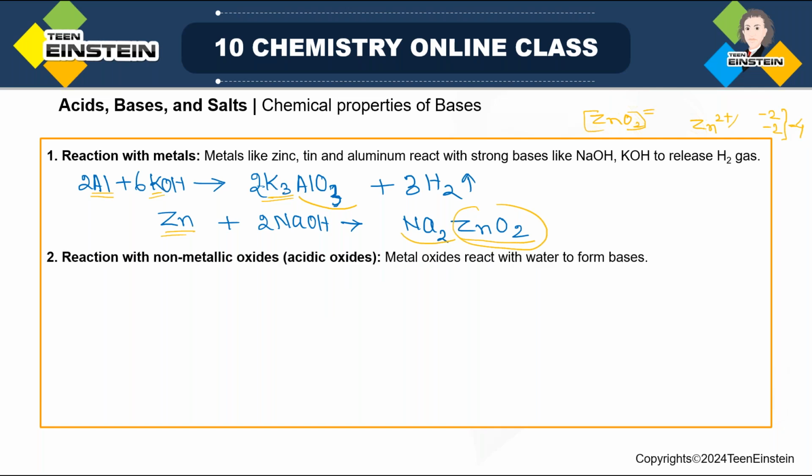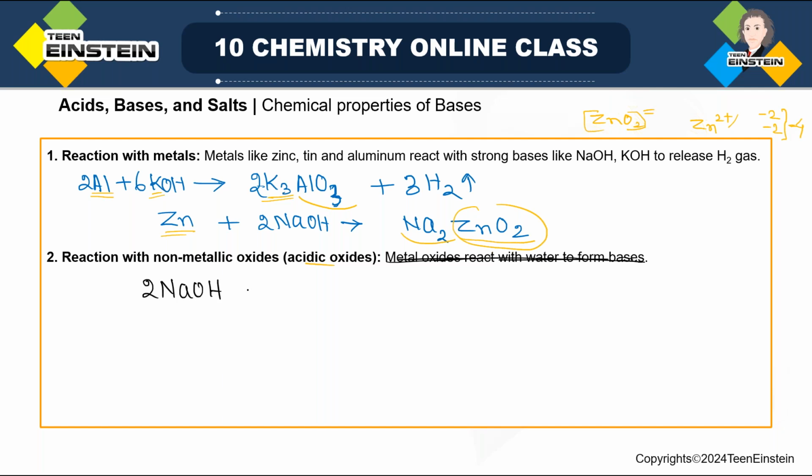Reaction with non-metallic oxide. Now in the case of acid, you have seen reaction with metallic oxide, and in the bracket it was mentioned basic oxide, but now it is opposite. Now it is non-metallic oxide. So how will base react with non-metallic oxide? Sorry, by mistake it is written here. So we will see some reactions here.